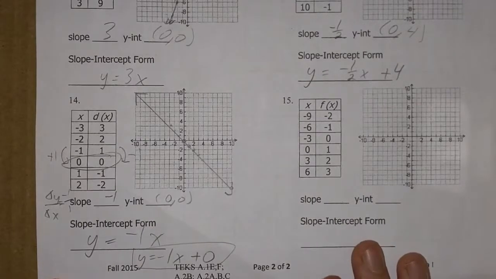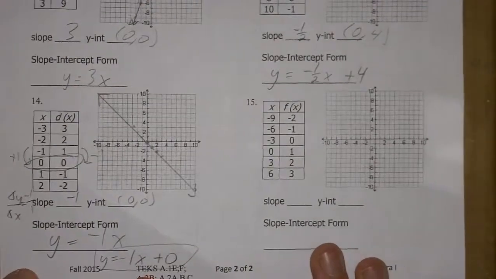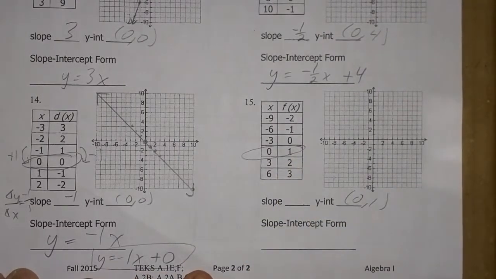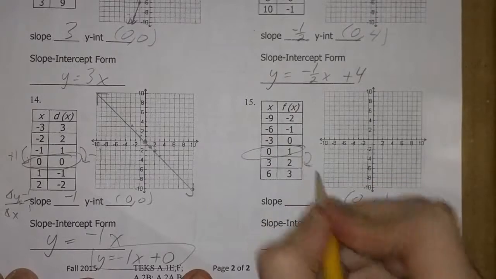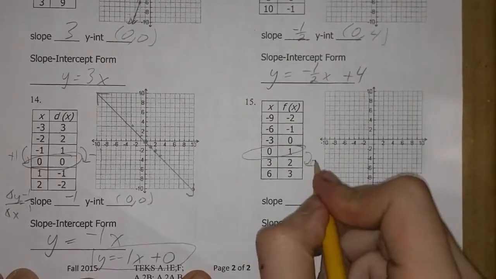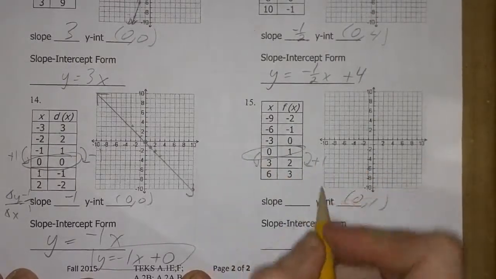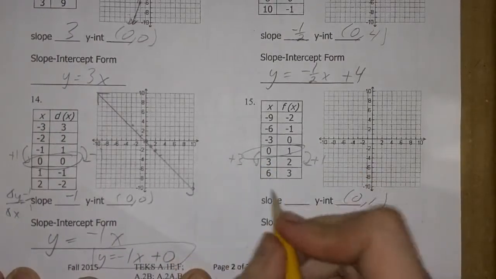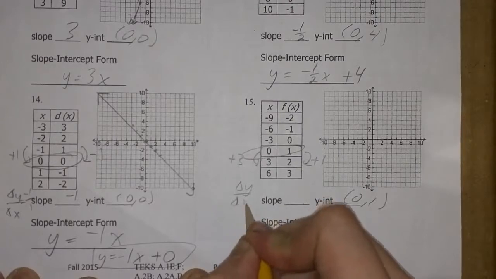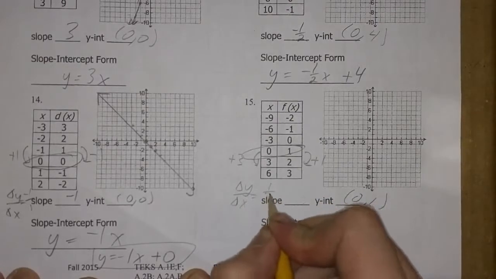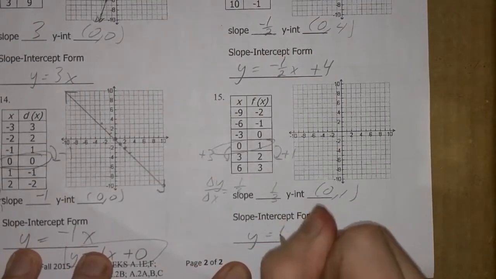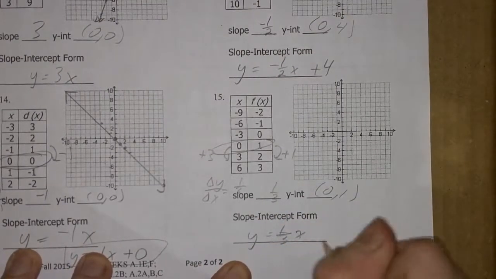Alright, last one. Do you see our y-intercept? Got it. 0, 1. Okay, and I'm just going to look and see my slope again. Let's see, I'm rising by 1. So that's like rising 1 and going to the right 3. So rising 1, right 3, that's 1/3. So y equals 1/3 x plus 1.